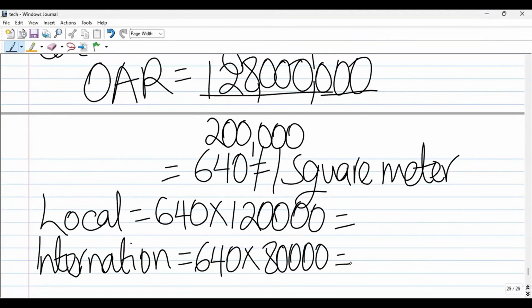So what do we have for local? 76,800. Is it 76,800 million or 800,000? Then 640 times 80,000 is 51,200,000. Yes, 51,200.